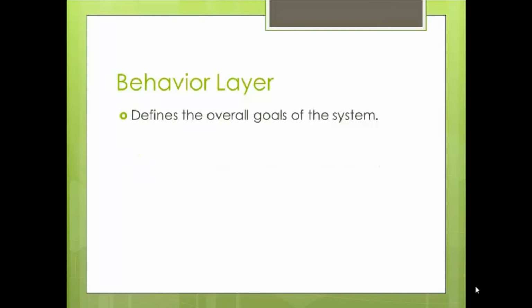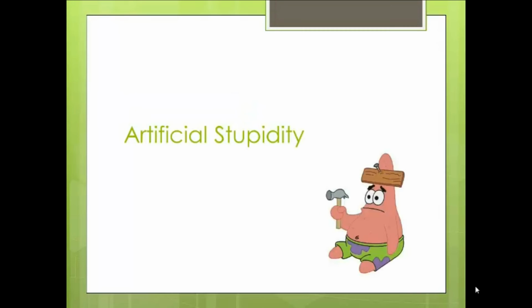The final layer is the behavior layer, which determines the overall goals of the system. Artificial intelligence is used in this layer to decide when to transition between different behaviors such as patrolling, combat, and searching. Finally, we would like to talk about artificial stupidity.